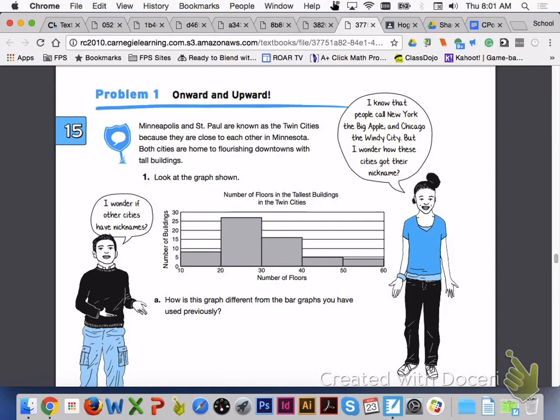Please turn to page 1038, problem 1, Onward and Upward. Minneapolis and St. Paul are known as the Twin Cities because they are close to each other in Minnesota. Both cities are home to flourishing downtowns with tall buildings. For number 1, look at the graph shown. Please answer letter A with your group members.